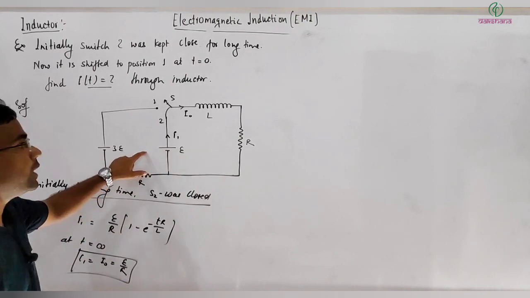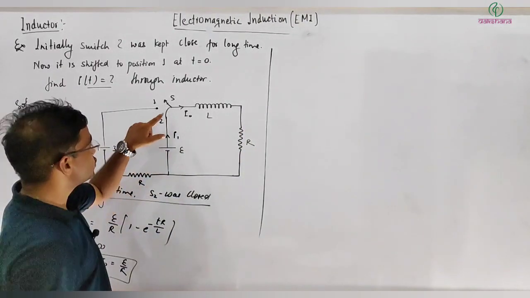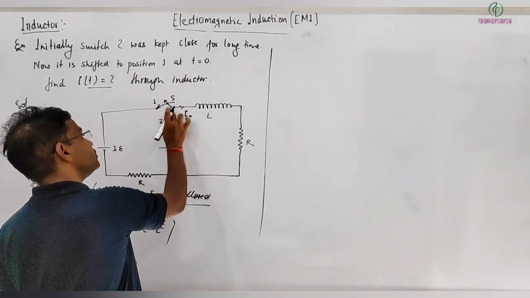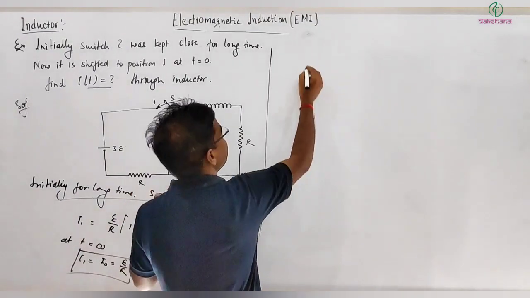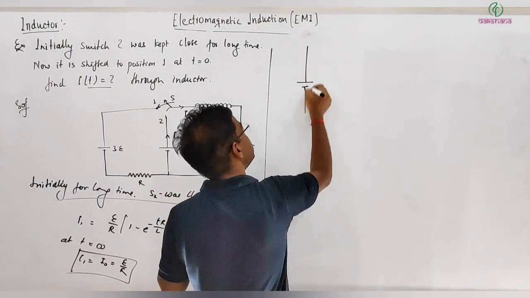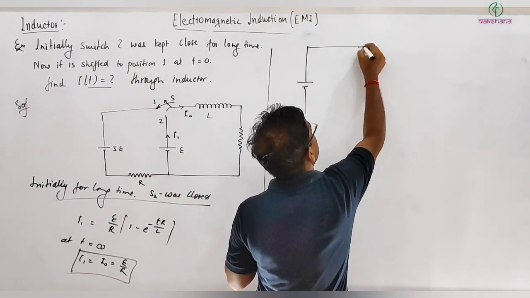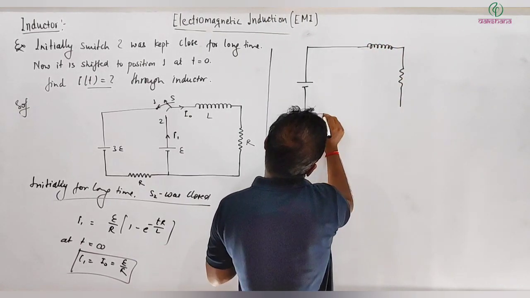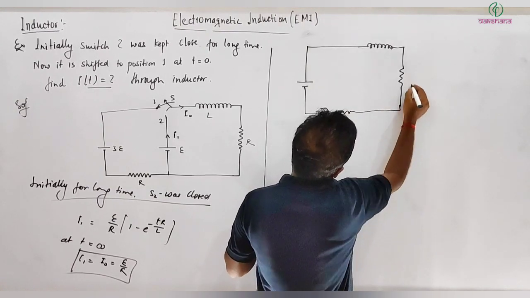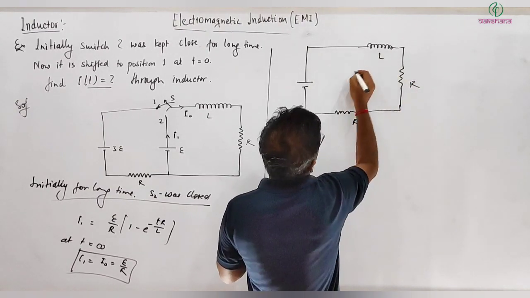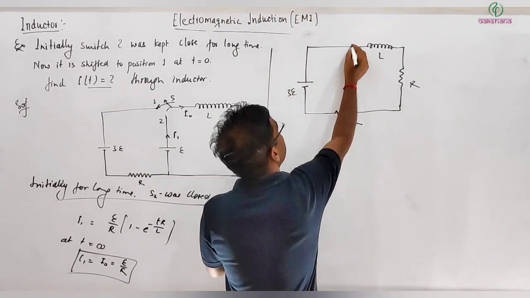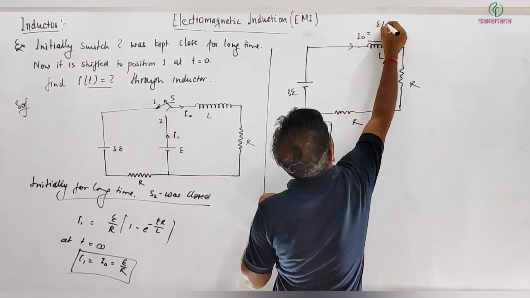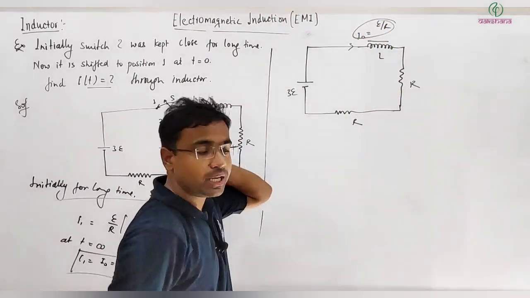At this moment, what is done? The switch is shifted to position 2. So the switch is shifted to position 2, it's open. So the circuit, I think you can easily imagine, will be like this: inductor L, resistor R, and this is 3E. And remember here I0, the current in the inductor, is equal to E by R. So this is the situation here.